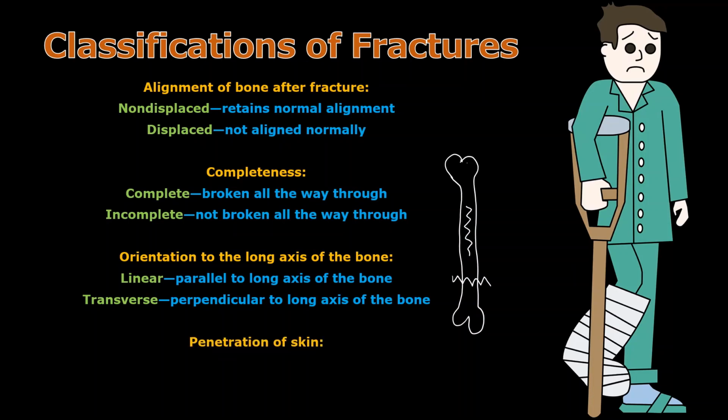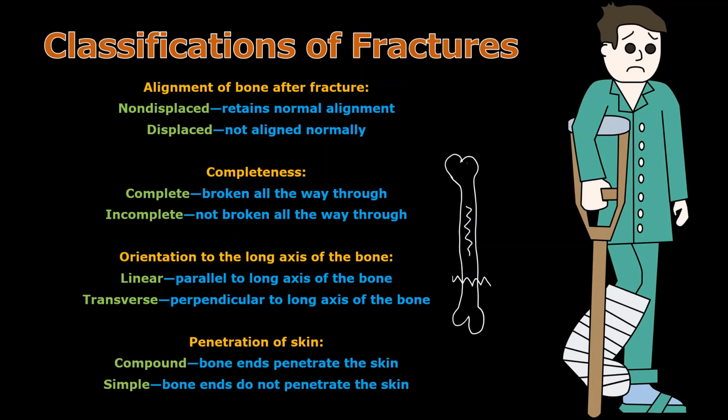And then finally, does the fractured bone actually protrude out of the skin? Does it penetrate and break through the skin where you can visibly see the bone? If it does, it's called a compound fracture. And if the bone is not visible through the skin, it's called a simple fracture. Even though it may not be so simple to heal or repair, simple refers to that it did not penetrate the skin.